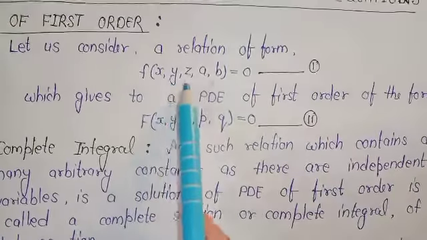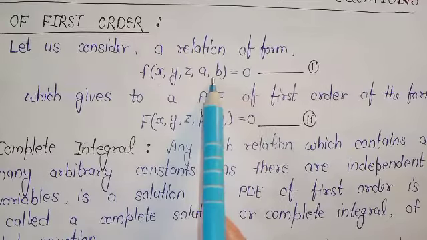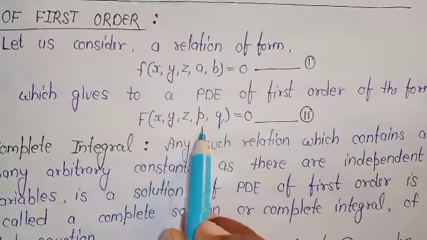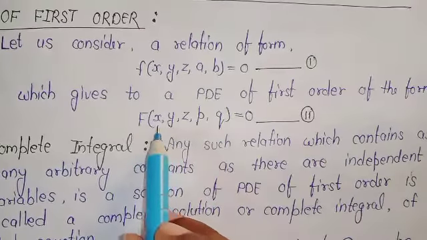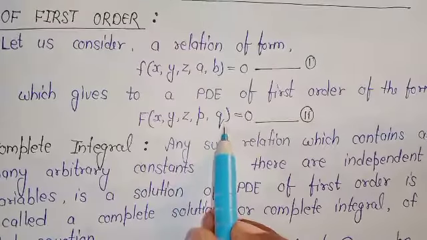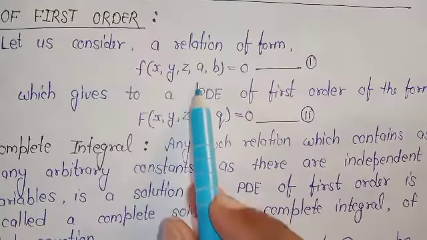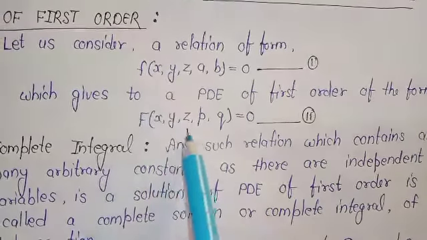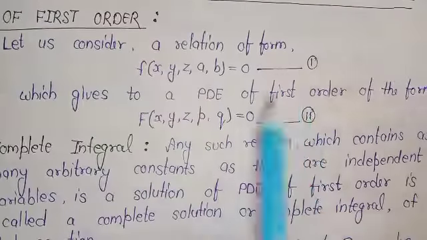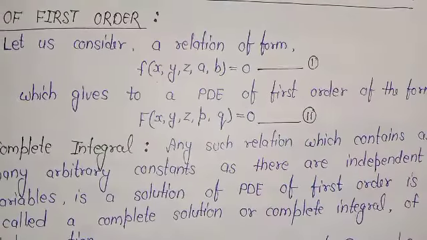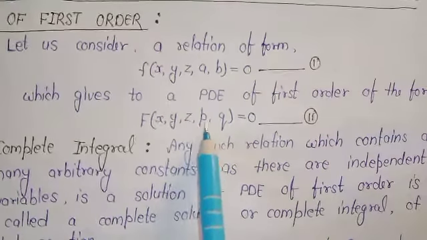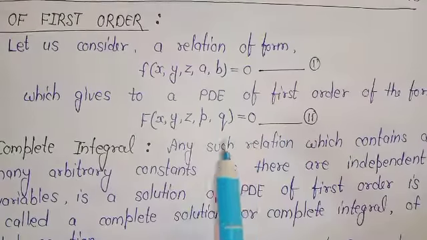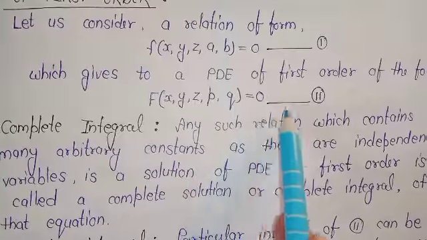Suppose we have an equation of this form, where a and b are the arbitrary constants. But in the case of a partial differential equation we are given an equation of this form, that is, a function of x, y, z, p and q. Then we try to eliminate a and b by using p and q. So we try to form a new equation from this equation, and thus equation 1 will be the solution of equation 2. So we can say that the equation obtained by eliminating the first order partial derivatives p and q from equation 2 is called the complete integral for equation 2.